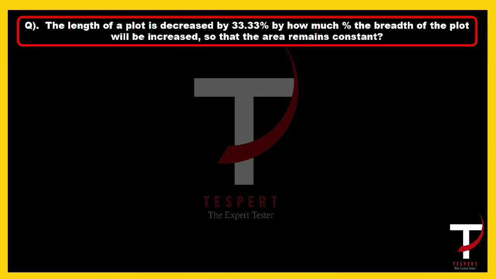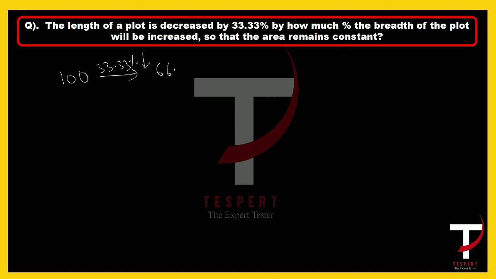The length of a plot is decreased by 33.33%. By how much percent the breadth of the plot will be increased so that the area remains constant? Let us assume the initial length of the plot to be 100. It got decreased by 33.33%, and now it becomes 100 minus 33.33, which is equal to 66.67.